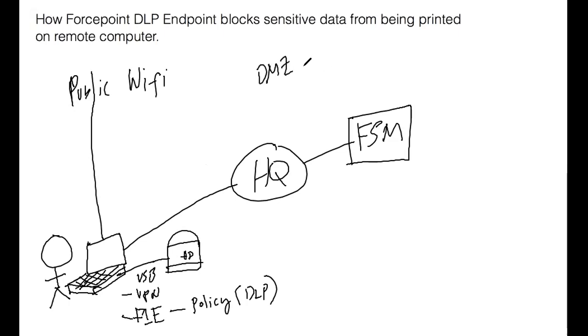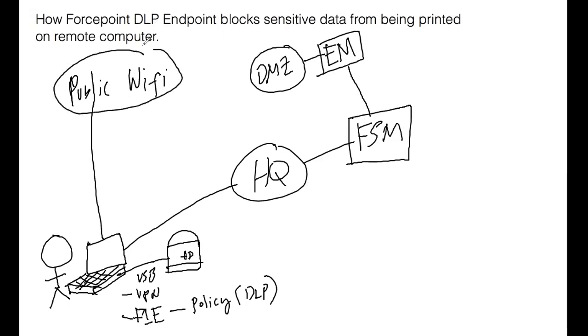and then we have an endpoint manager here in this DMZ, okay. I'm just gonna put EM, okay, and then this endpoint manager is connected to the FSM to get copies of the policies and also forward incidents being generated by the endpoint outside of the network, okay? So now this computer, okay, let me draw a cloud here to represent the internet, okay?